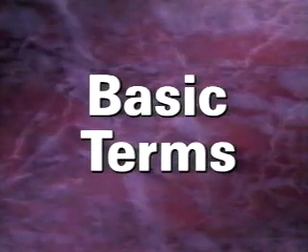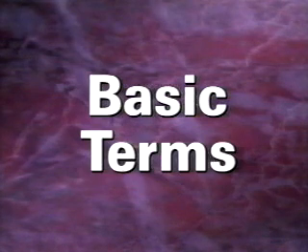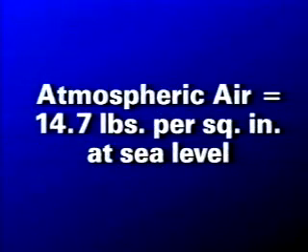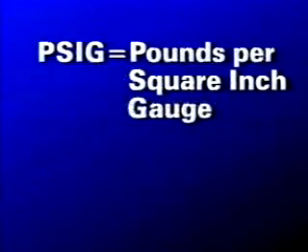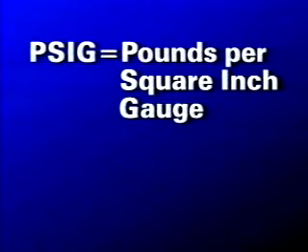No matter which type of compression system you work with, it's important to understand basic terms used in the industry. Atmospheric air has a constant pressure of 14.7 pounds per square inch when measured at sea level. Since sea level is a constant, all air pressure gauges are calibrated to register atmospheric pressure as 0. This gauge pressure is used most often and is abbreviated PSIG, or pounds per square inch gauge.